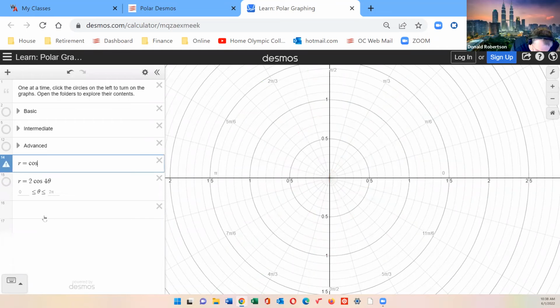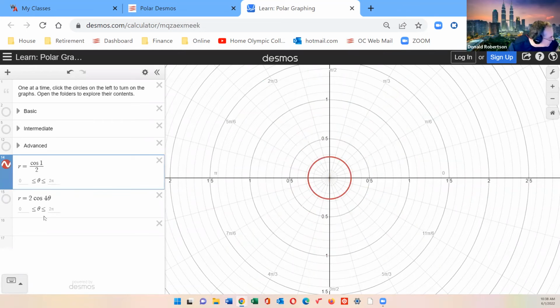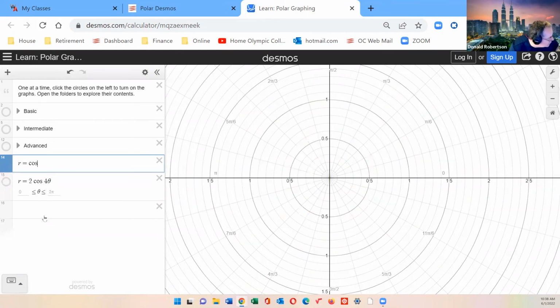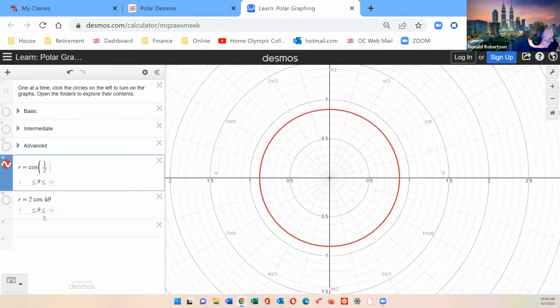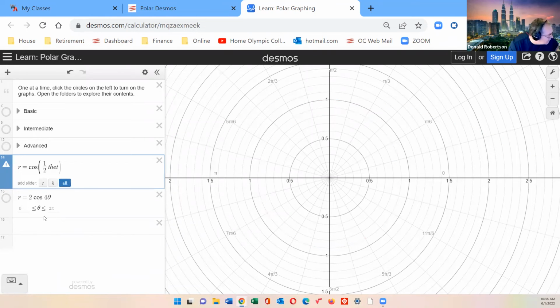I'm going to change this to 1/2, not that 1/2. Okay, I'll probably need a bracket then. 1/2, and I'm about to type in theta. Any guesses what that's going to look like?